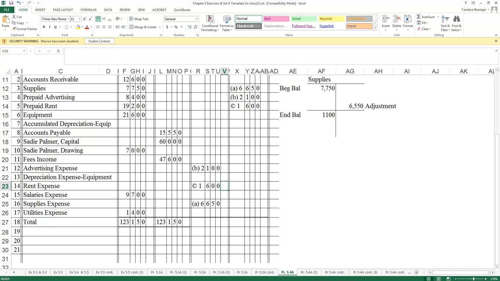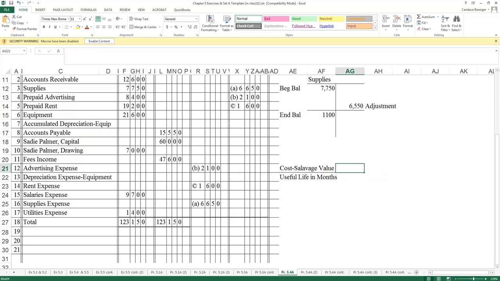D. Depreciation is computed using the straight line method. The equipment has an estimated useful life of 10 years. So the formula for calculating depreciation is cost minus salvage value divided by useful life in months. So let's plug this formula in.